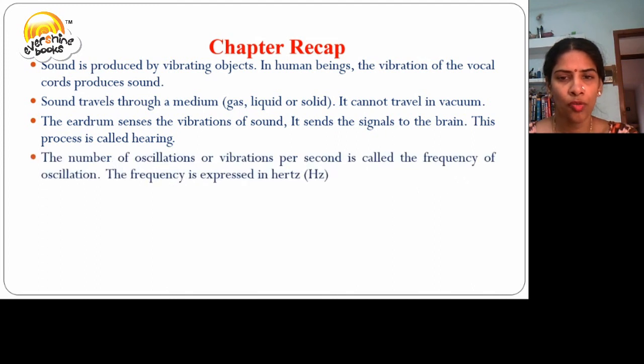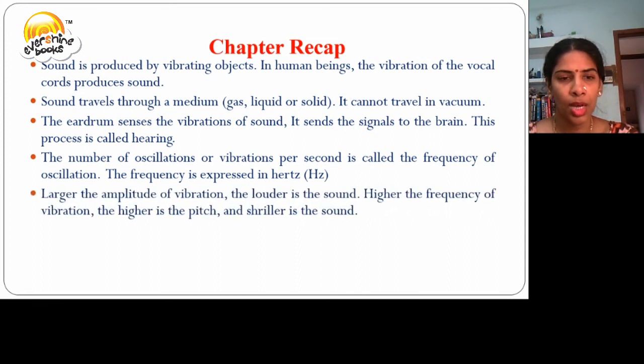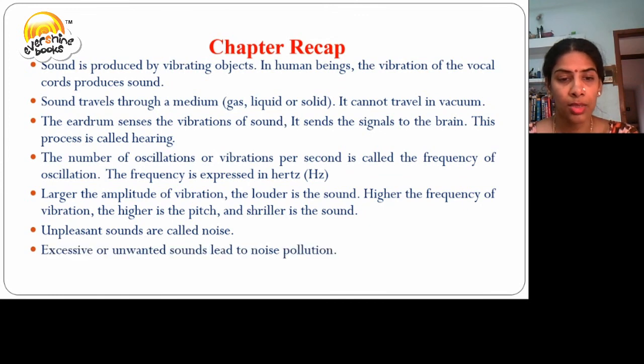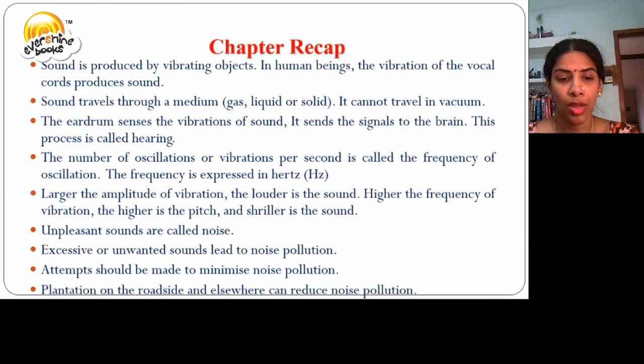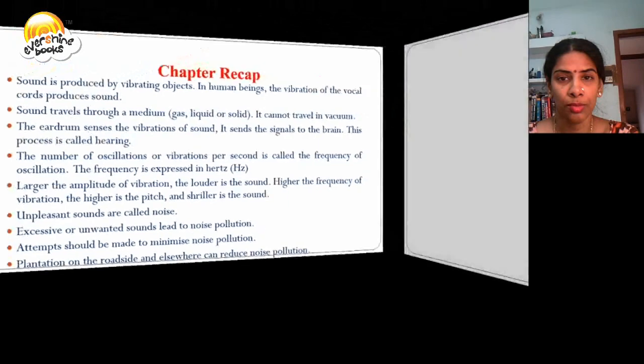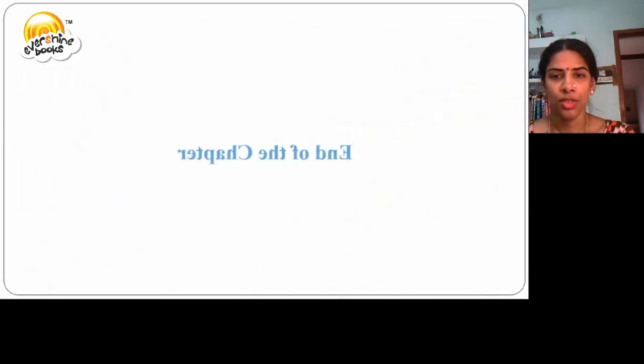The number of oscillations of vibrations per second is called the frequency of oscillation. The frequency is expressed in hertz. Larger the amplitude of vibration, louder will be the sound. Higher the frequency of vibration, higher will be the pitch, and shriller is the sound. Unpleasant sounds are called noise. Excessive or unwanted sound leads to noise pollution. Attempts should be made to minimize noise pollution. Plantation on the roadside can reduce the noise pollution. This ends the chapter.